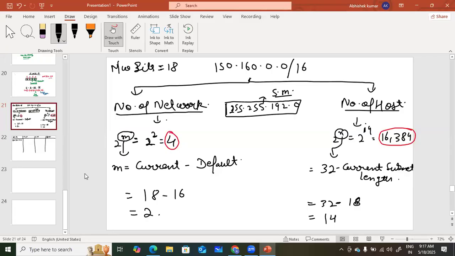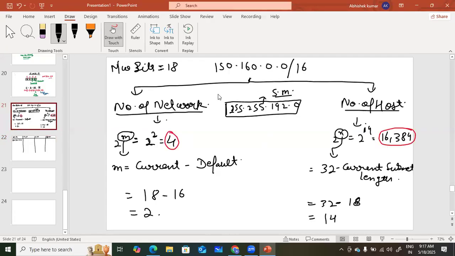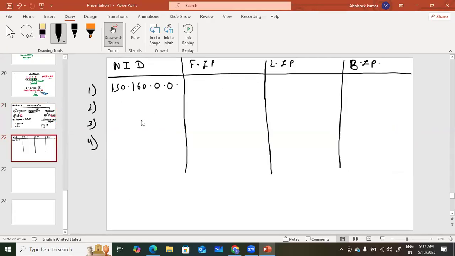Nobody? What was the question again? I said, what will be the next network ID? The first network ID, I know, will be the default one given to me. Now, what will be the next one? That's what I'm asking.